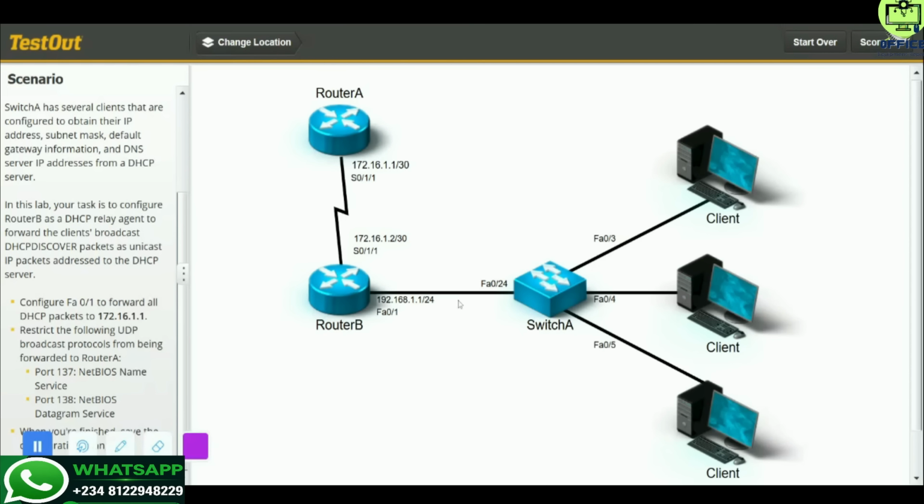This is CompTIA TestOut lab 4.6.7, and we're going to configure a DHCP Relay Agent.